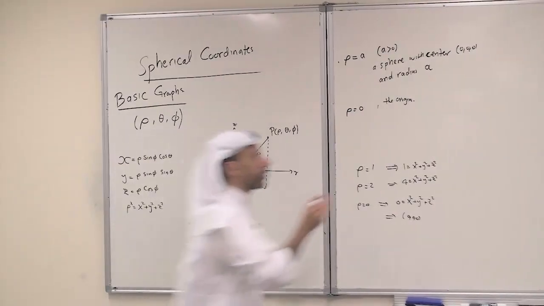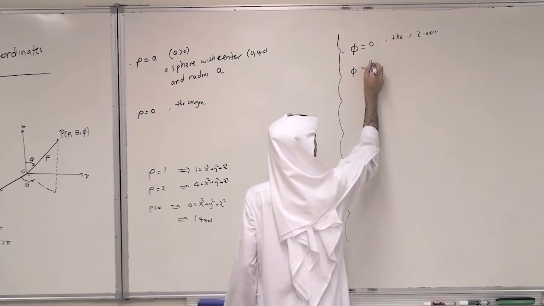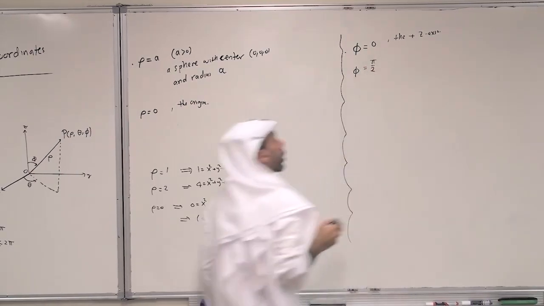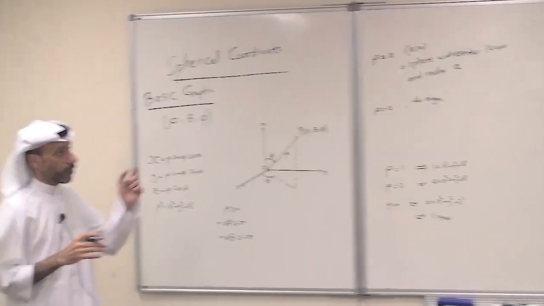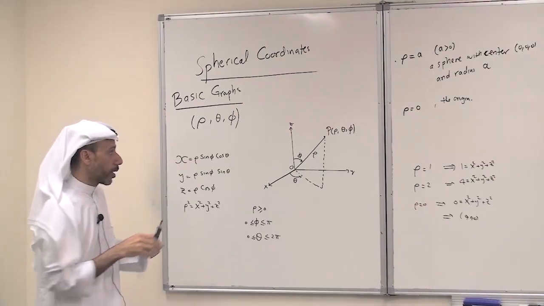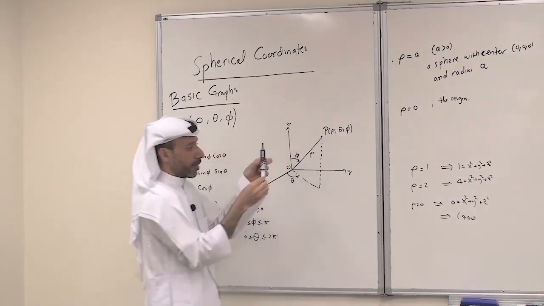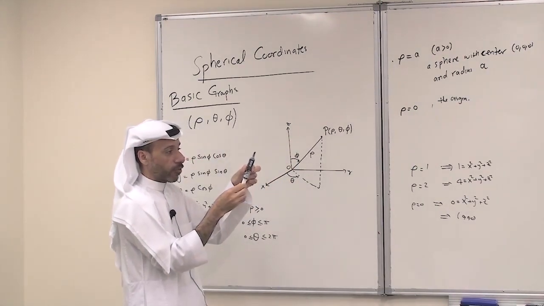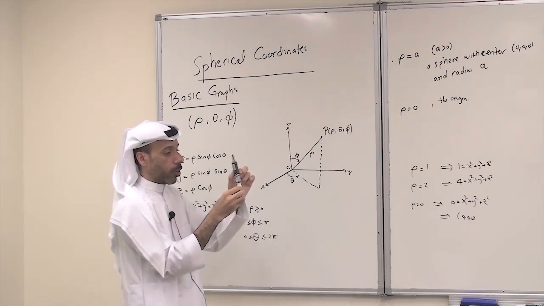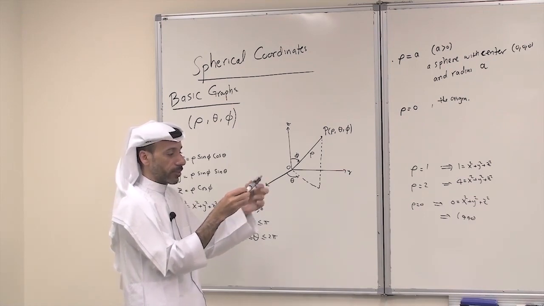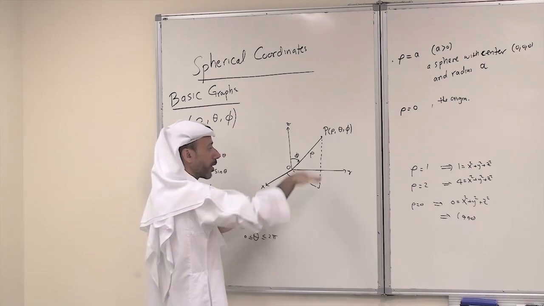Now, let me take phi equals pi over 2. What are the points in space whose angle phi equals pi over 2? Starting to measure the angle phi from the positive z-axis, I have to move an angle of pi over 2, of course in all directions. So I will get the xy plane.